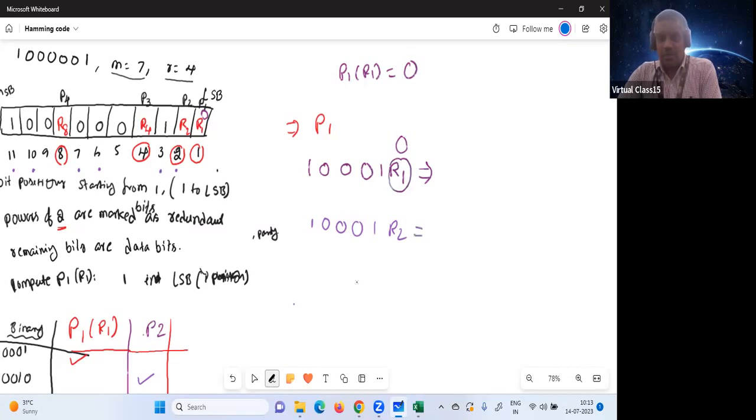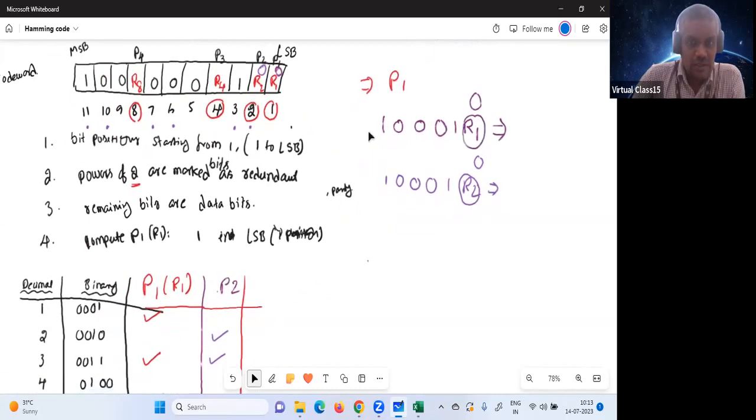Now the same rule: to make the string even parity, what is the R2 value? 0, right? The R2 value or P2 value is in fact again 0. Similarly, we'll go further now.